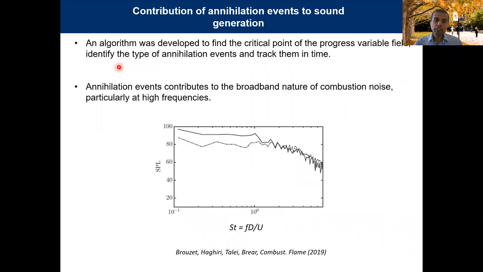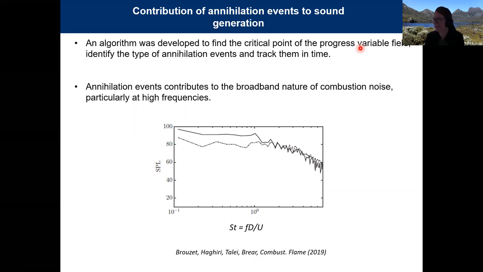If you're interested, the paper fully explains the algorithm and how it works. So that was basically the idea, using the critical points of the progress variable field and looking at the signs of the eigenvalues of the Hessian matrix. Okay, cool. Thank you. That answers it. No problem.